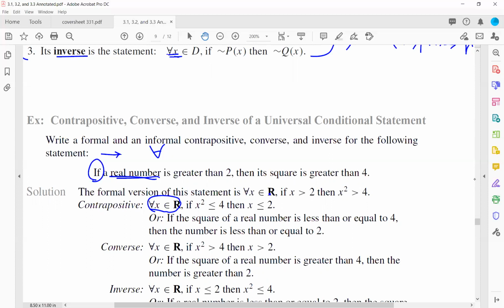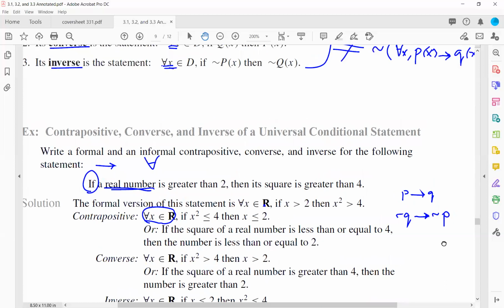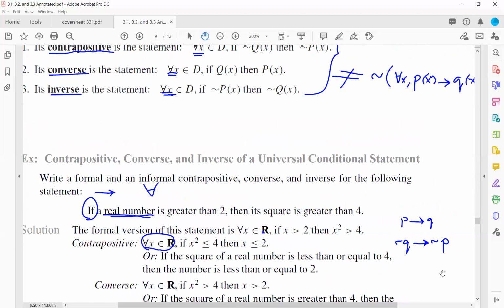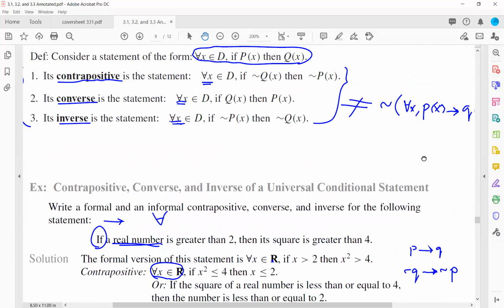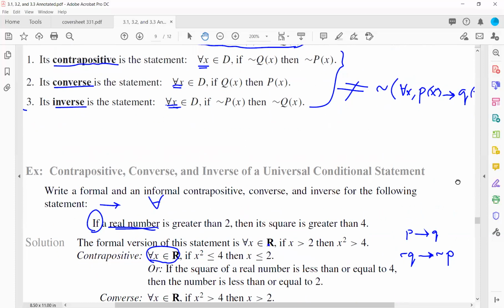Again, if you have P then Q, the contrapositive is not Q then not P. The negation of the conclusion implies the negation of the hypothesis. Converse, take a look at the definition. All three definitions are up here. Converse, we just switch the conclusion and hypothesis.